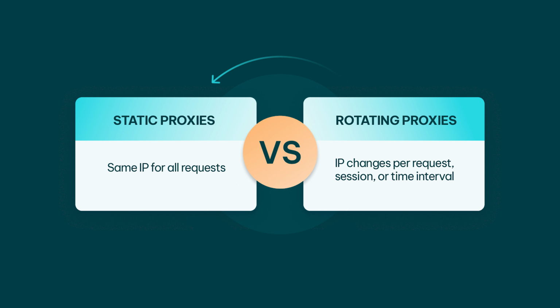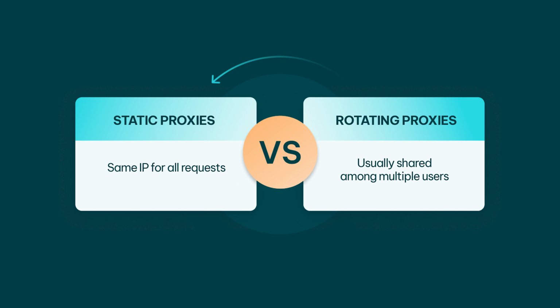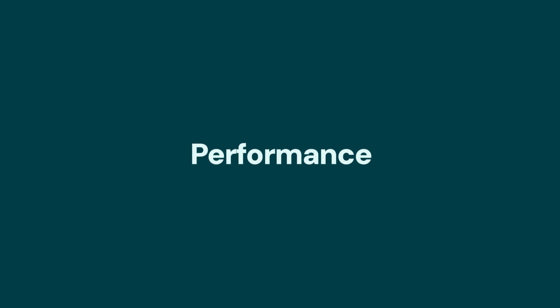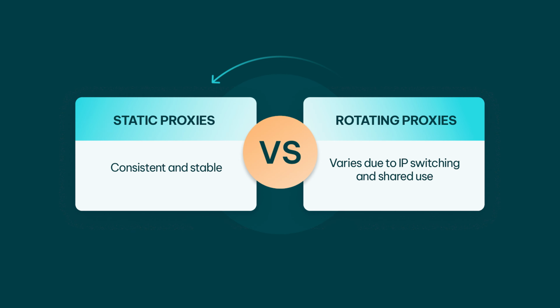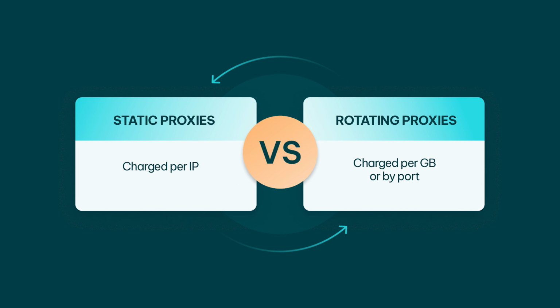IP rotation. Static proxies keep one consistent IP for all your requests, while rotating proxies swap IPs after each request or at a preset interval. Exclusivity. Static proxies can be reserved just for you or shared, while rotating proxies are usually shared. Performance. With static proxies, you get stable performance. Rotating proxies might be slower or less reliable depending on traffic and usage. Pricing models. Static proxies usually charge per IP address. Rotating proxies often use bandwidth-based pricing or charge by port access.